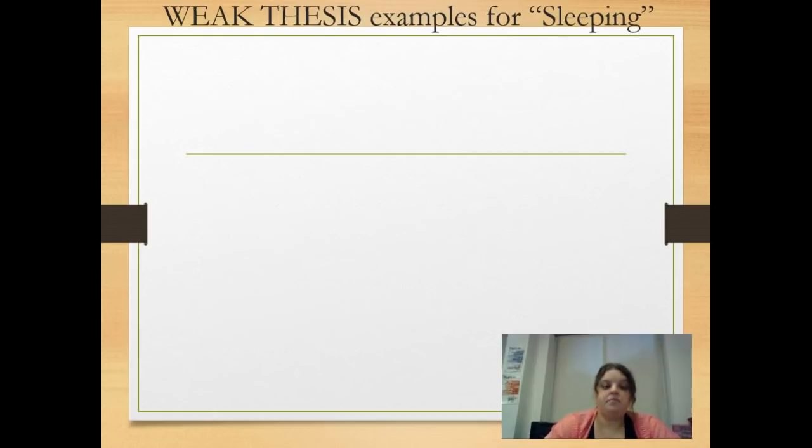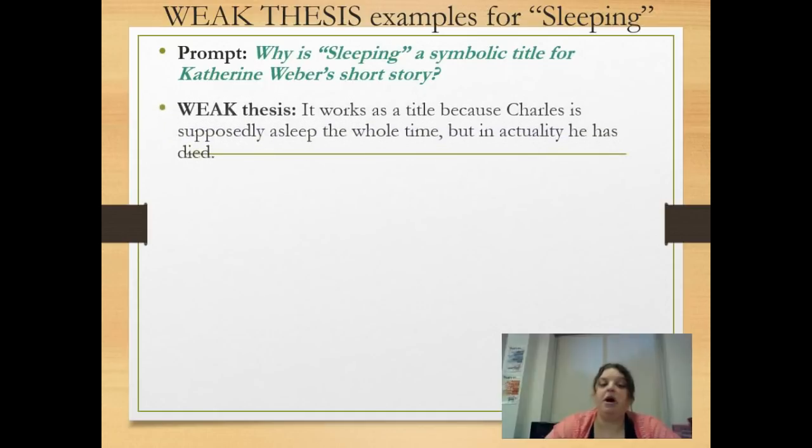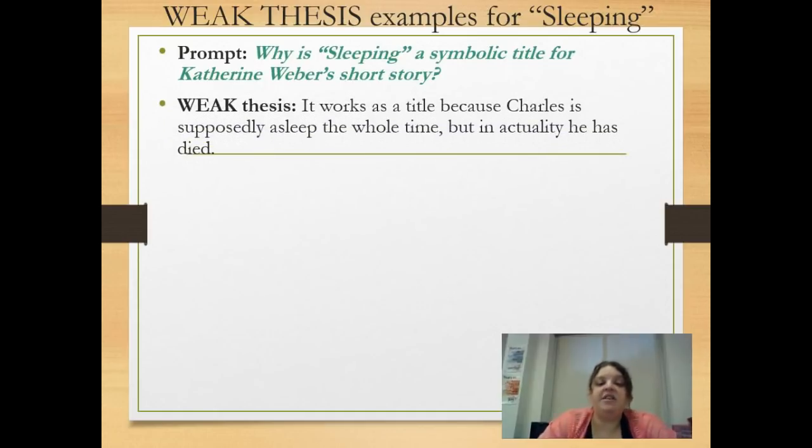Okay. So here are some examples of a weak thesis statement. Again, we see our prompt. Why is Sleeping a symbolic title for Catherine Weber's short story? So a weak thesis would be, it works as a title because Charles is supposedly asleep the whole time, but in actuality he has died. Okay? So that would be a weak thesis. Why do you think that would be a weak thesis?